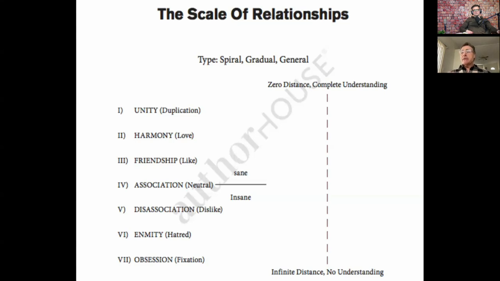So that line separates the sane from the insane. If you have a relationship that's at level 1, 2, or 3, it's a sane relationship. If you have a relationship that's at 5, 6, or 7, it's an insane relationship. Obviously, the further down you go, the more insane it is. The further up you go, the more insane it is. Now, 4 is not particularly sane or insane. It's neutral.